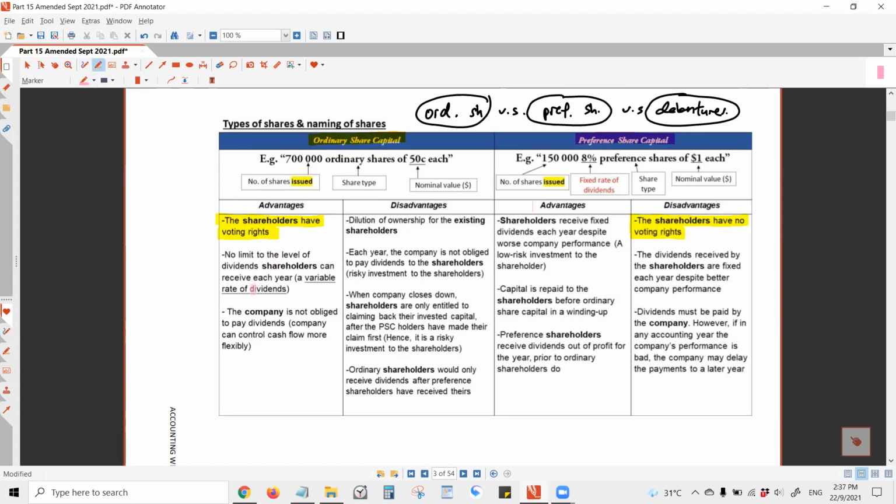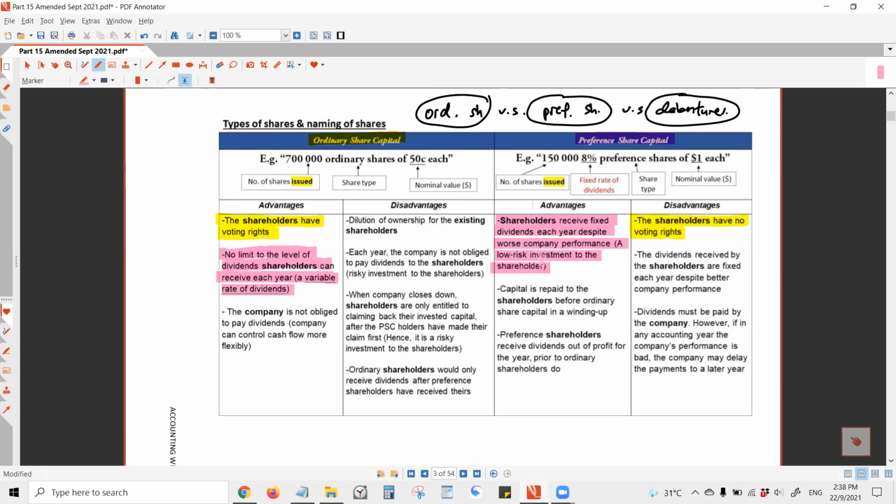I use pink. It's about the dividends, the variable rate of dividends. Ordinary shareholders receive a variable rate of dividends. Preference shareholders receive fixed dividends. You can see the one in pink: they receive fixed dividends.